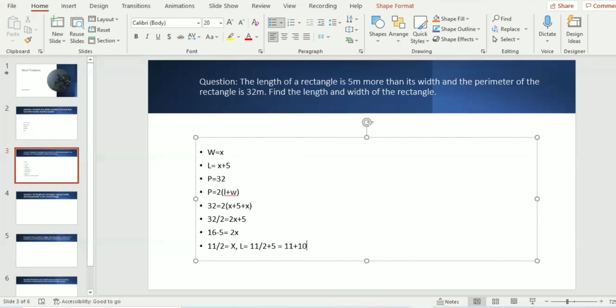Plus 10. It is 11 over 2 plus 5. So 2 will be in the denominator. 2 into 1 is 2. So 11 into 1 is 11 and 2 into 5 is 10. So 11 plus 10 is in the numerator and 2 is in the denominator. So we have 21 over 2. This is our answer.